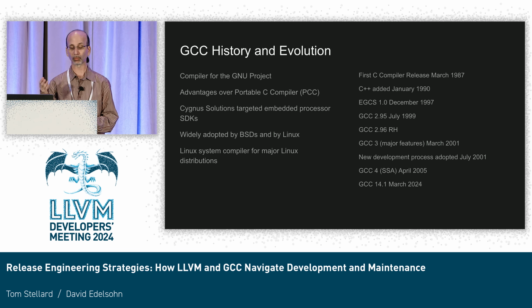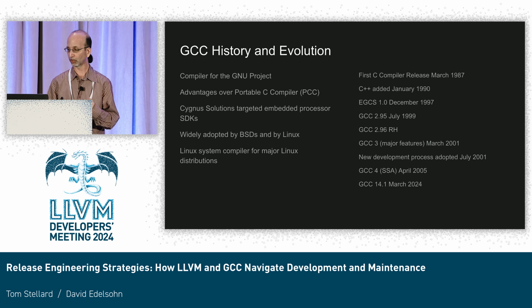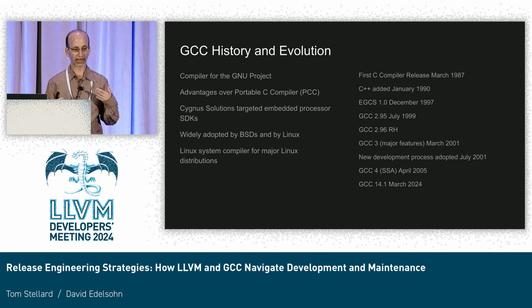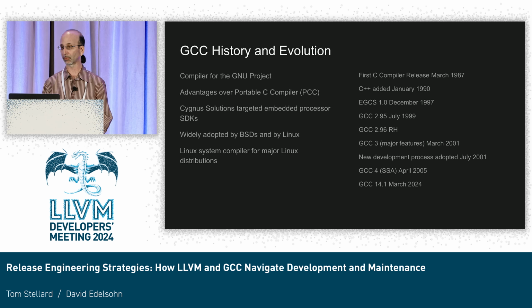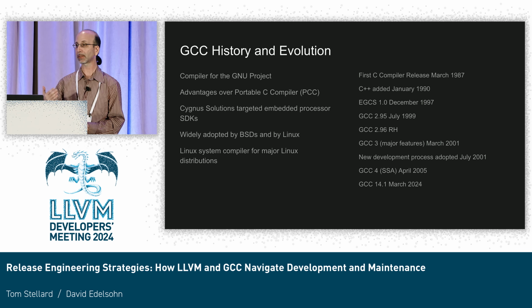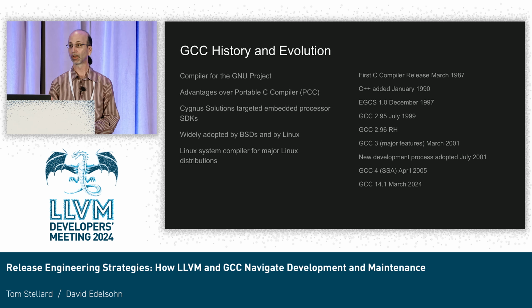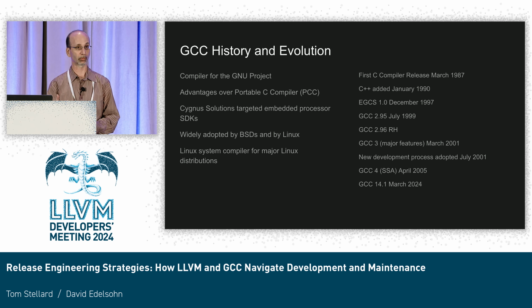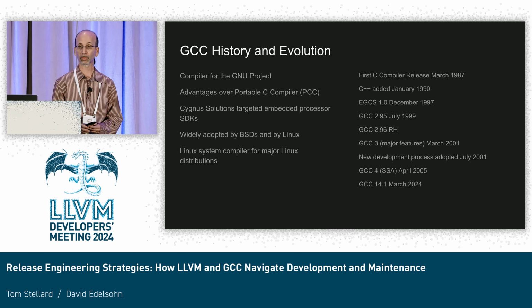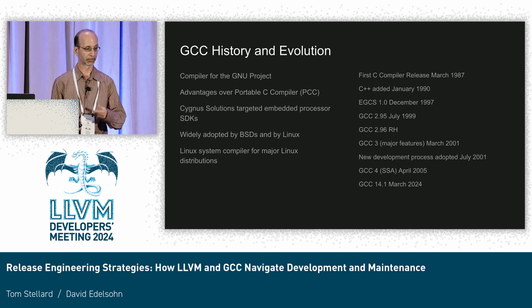And so what happened is with the GCC 3 release, which was shortly after that, with major new features in the compiler, and then the new development process, which was very much driven by the needs of Red Hat and SUSE to some extent. Red Hat and SUSE were very important contributors to the GCC development itself, and were very instrumental in the design of this release process to benefit them and their needs as major Linux distributors.